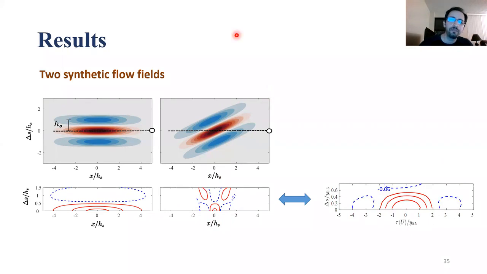So these results support our hypothesis that VLSMs in turbulent jets are oblique structures in the two-dimensional streamwise, spanwise planes.